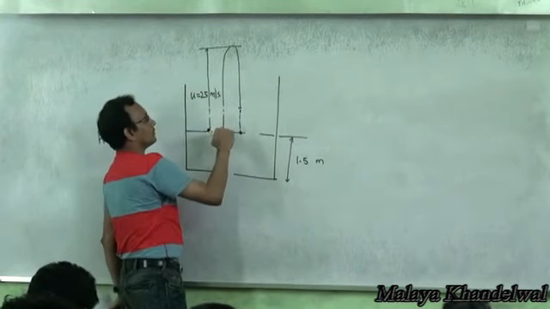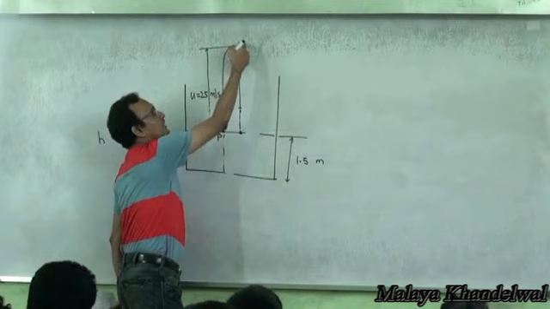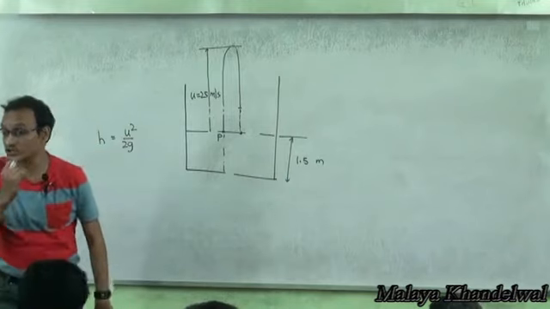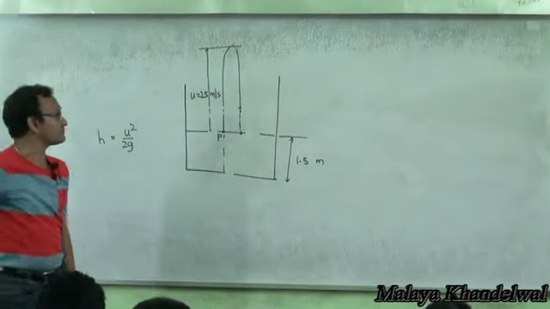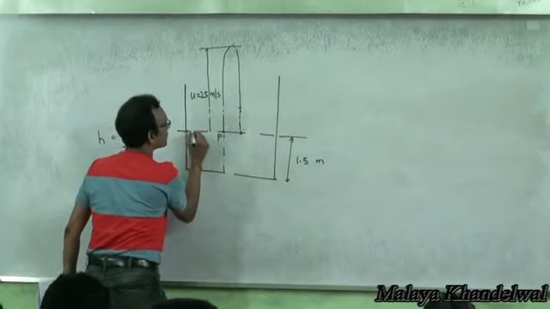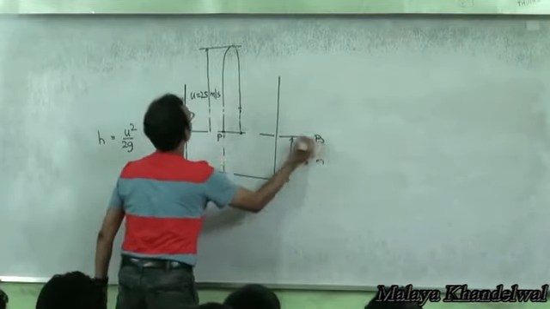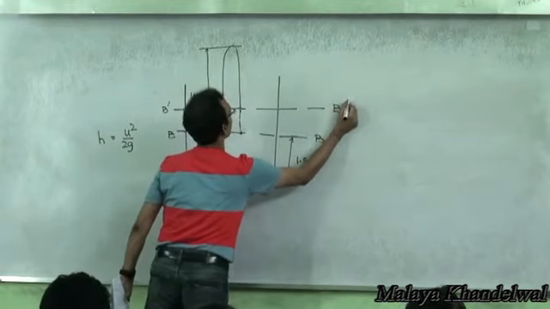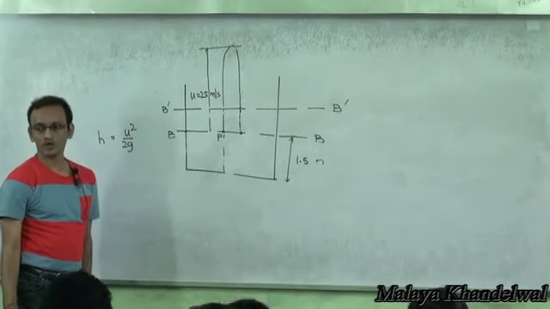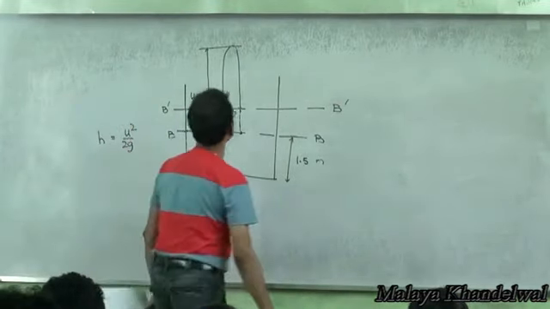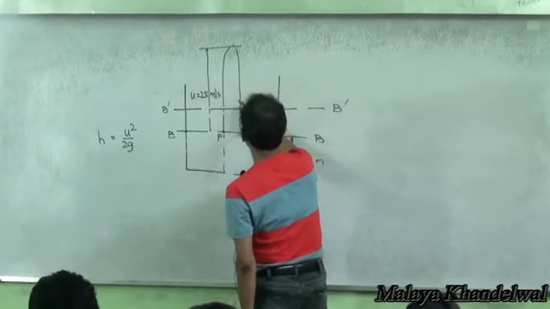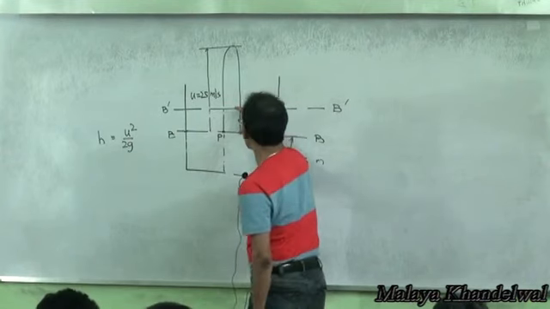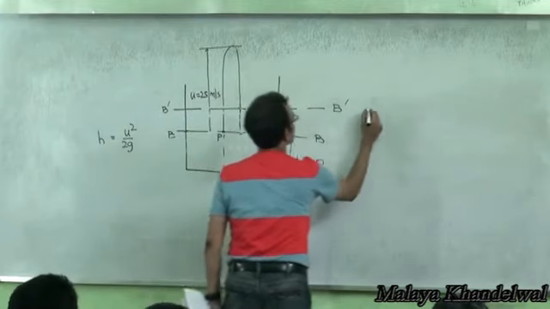Now, by the time it reaches P, it would have covered 2h. But then it's prematurely obstructed because of the upward movement of the lift. So let's say this point B of the lift goes to B prime. Yes or no? So what we'll have is 2h minus this. Yes or no? So what is this?